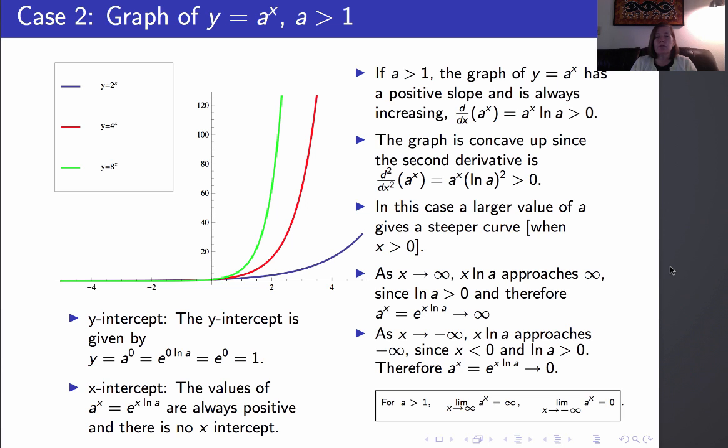So once again we have two new limits, which are the reverse of our previous limits. For a bigger than 1, the limit as x tends to infinity of a to the x is infinity, and the limit as x tends to minus infinity of a to the x is 0. And we can see this reflected on the graphs on the left, where a is 2, 4, and 8 respectively.